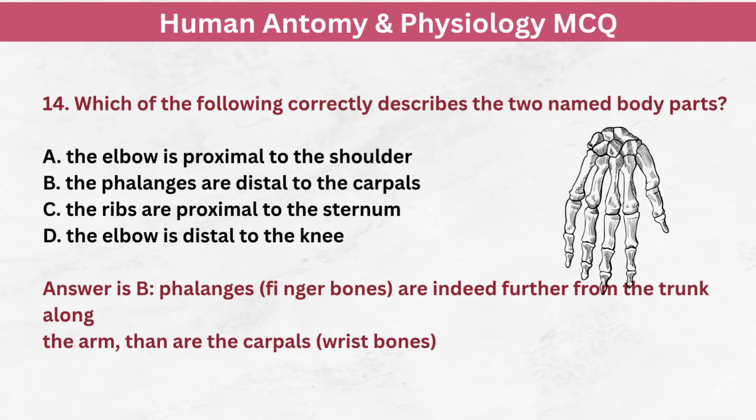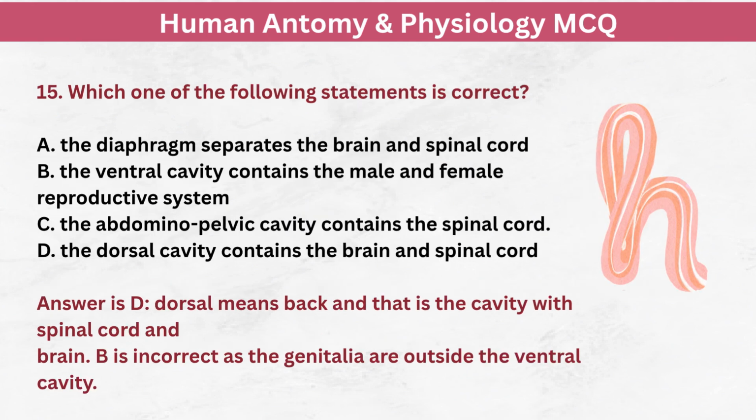14. Which of the following correctly describes the two named body parts? A. The elbow is proximal to the shoulder. B. The phalanges are distal to the carpals. C. The ribs are proximal to the sternum. D. The elbow is distal to the knee. Answer is B. Phalanges, the finger bones, are indeed further from the trunk along the arm than are the carpals, the wrist bones.